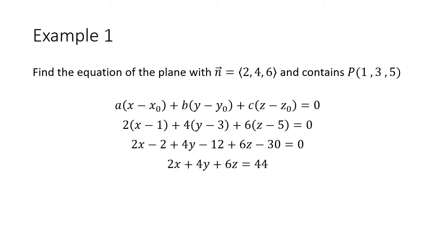I like to put the 44 back to the other side. It just looks more aesthetically pleasing to me. There's no right or wrong way to do it necessarily. That just looks slightly better to me. But again, given the normal, given the point, we can find the equation of the plane. Hopefully this is all easy review.